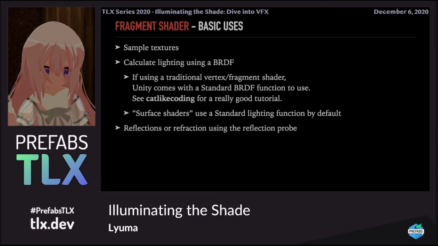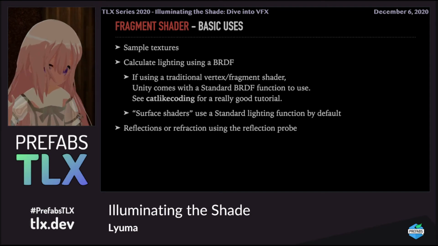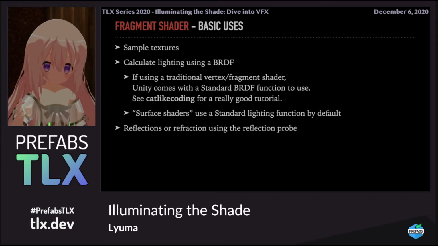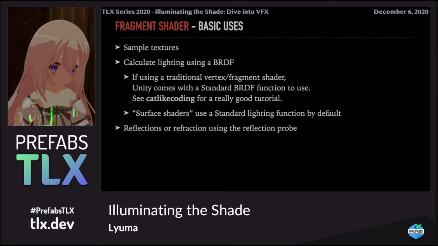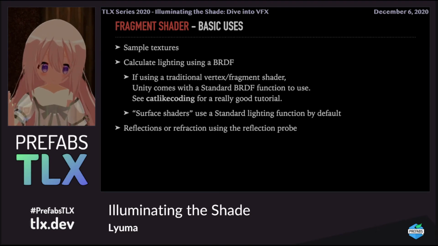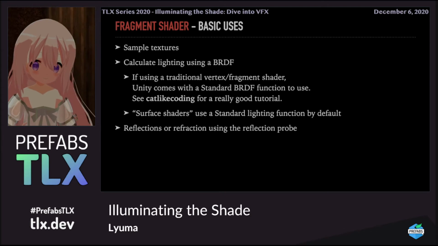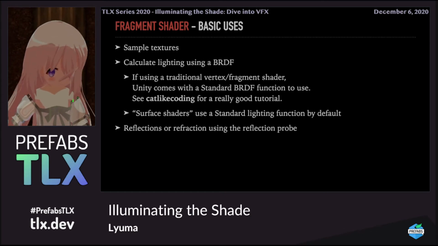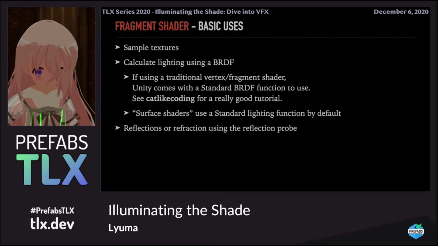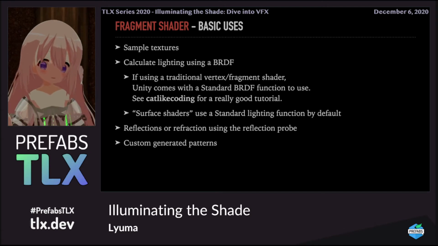Then you might want to do reflections and refraction using the reflection probe. That's the cube map. The actual code for some of these things is pretty straightforward. To sample a cube map, you just give it a direction, and it gives you back the color of the reflection probe in that direction. You might also want to do some other custom patterns.